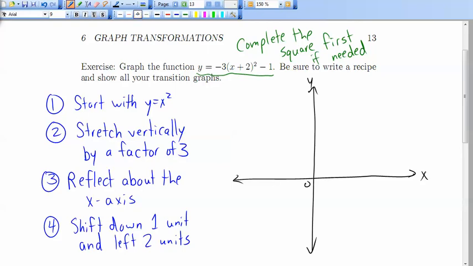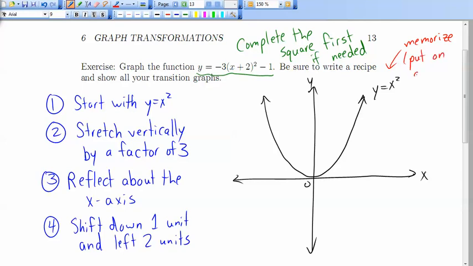So we'll start with our basic prototype, the y equals x squared. If you recall from your previous courses, it's a parabola that looks like this. Okay. This should be memorized, that basic prototype. And you should put it in your graph prototypes page at the back of your book. So that's the first step. We drew y equals x squared. All right, let's move on to the next step now.